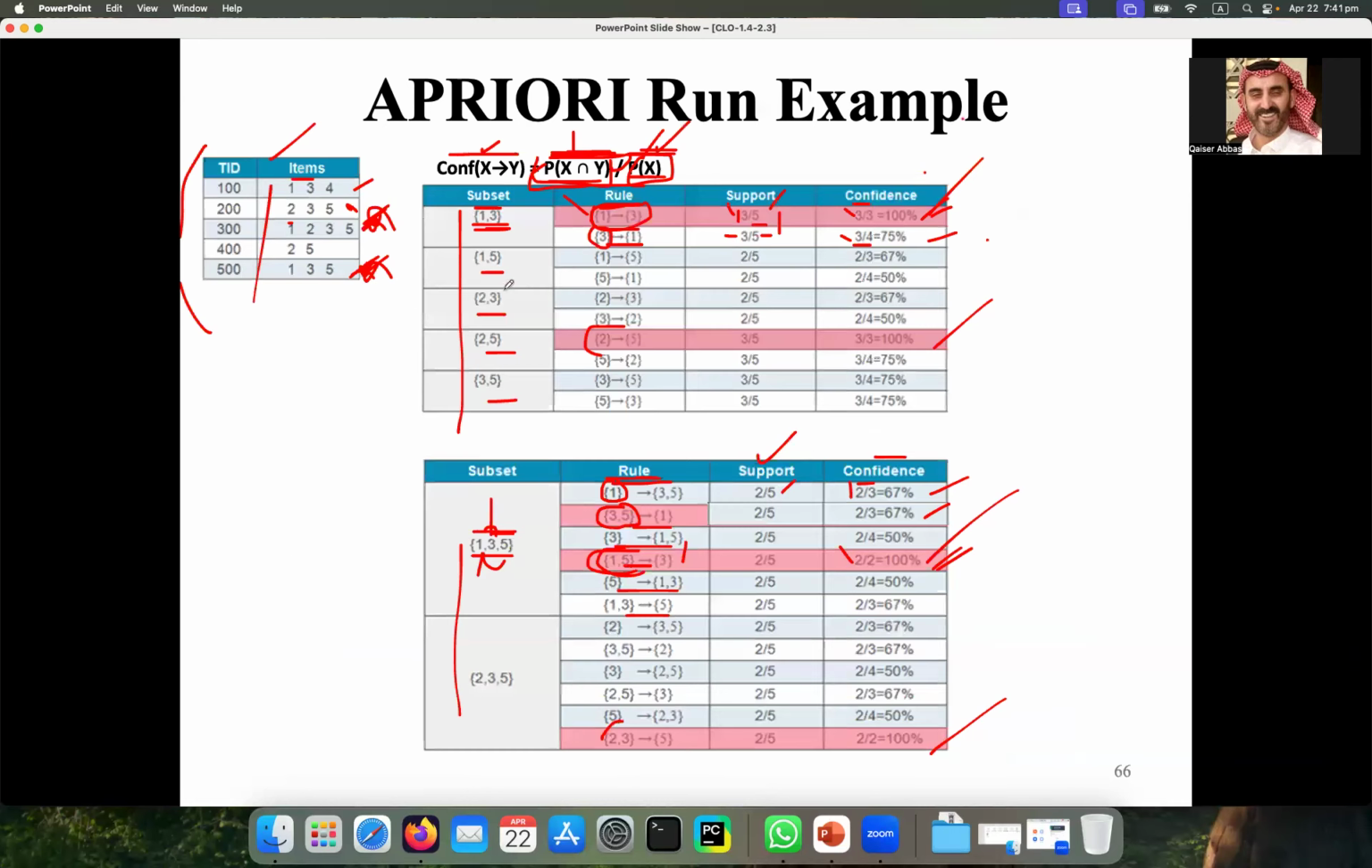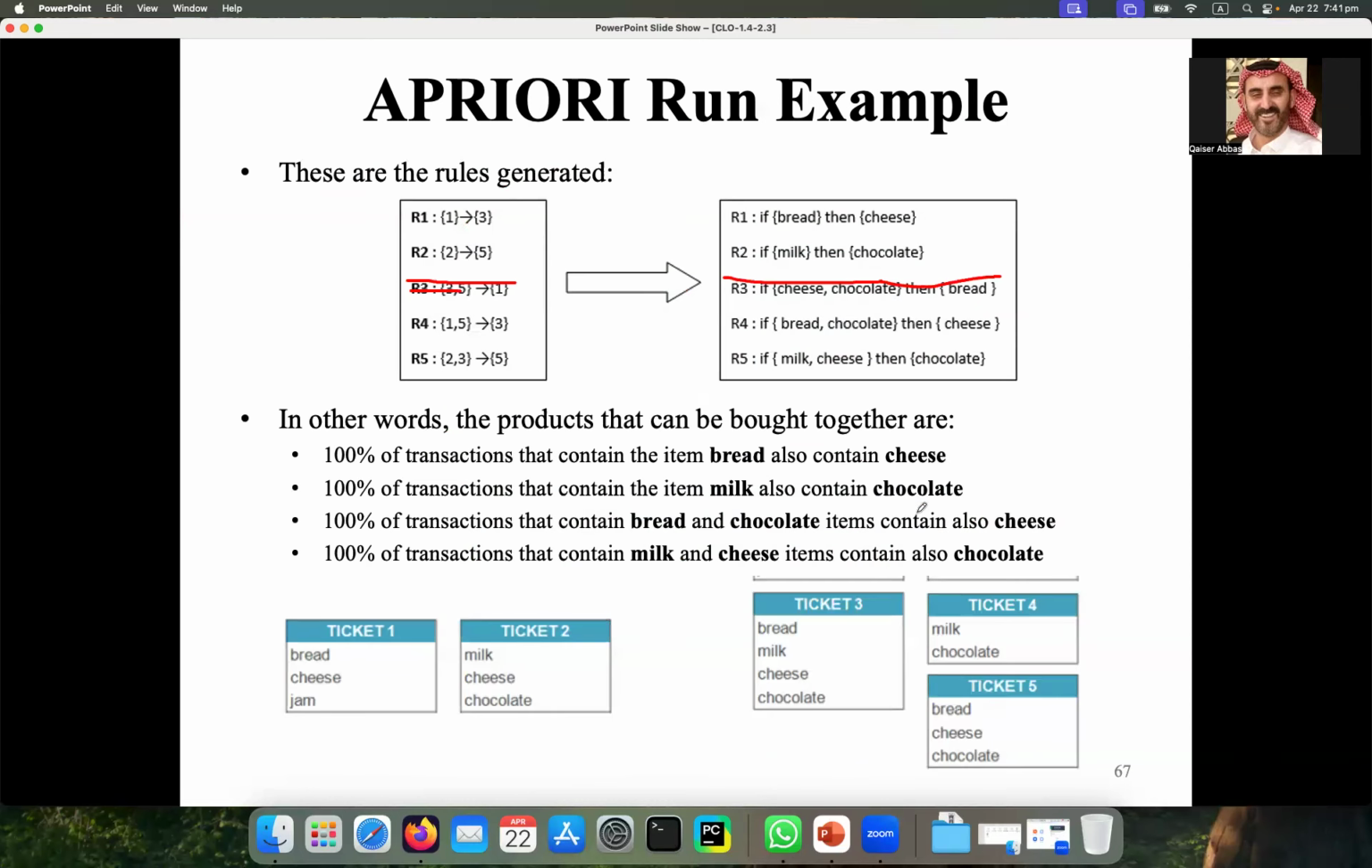So this is wrong here. 3, 5, and 1. 3, 5, and 1 is what? 3, 5. This is 3, 5. And where is 3, 5? This one. 3, 5, and 1 is 67%, not 100%. So this is wrongly written here. So now these are the 4 rules: R1, R2, R4, R5.